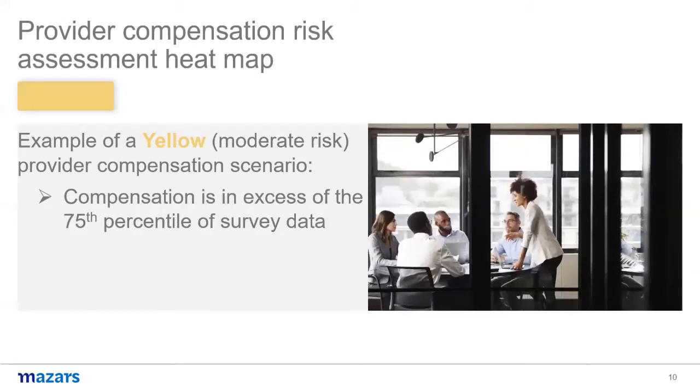Here's an example of a yellow, moderate risk provider compensation scenario. And in this scenario, compensation is in excess of the 75th percentile of survey data. So CMS clarified that even if compensation is set at or below the 75th percentile, it is not always considered fair market value. And unfortunately, they would not provide a safe harbor for the Stark law. So therefore, compensation arrangements should be reviewed on a case-by-case basis.